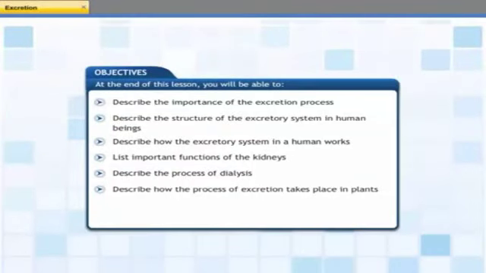Good morning, students. In the previous class, we learned about the circulatory system, the parts of the circulatory system, the heart, blood vessels, and the components of blood. Today, we learn about excretion in the human excretory system.